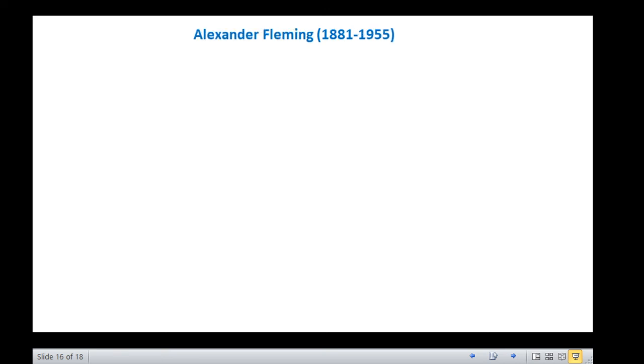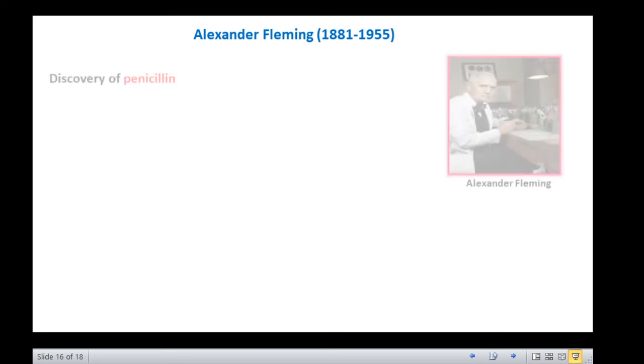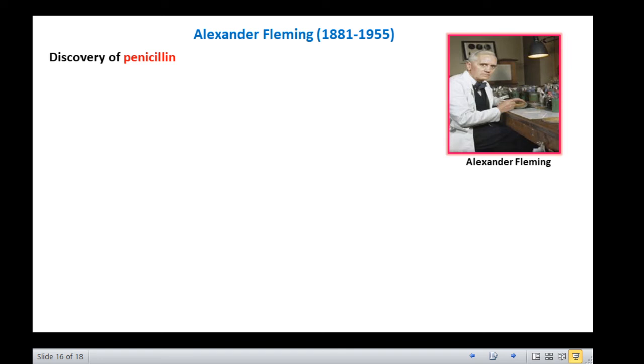Let us now talk about Alexander Fleming. Scottish biologist Alexander Fleming is widely regarded for his 1928 discovery of penicillin, a drug that is used to kill harmful bacteria. The discovery of penicillin has often been described as a miracle drug, and that is exactly what it was. Do you know the story of penicillin?